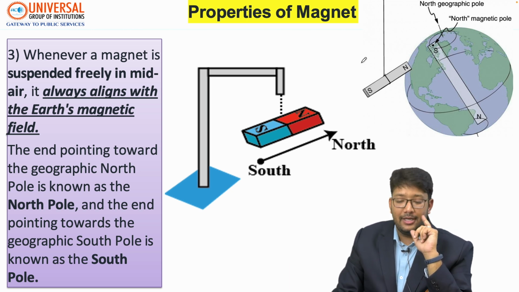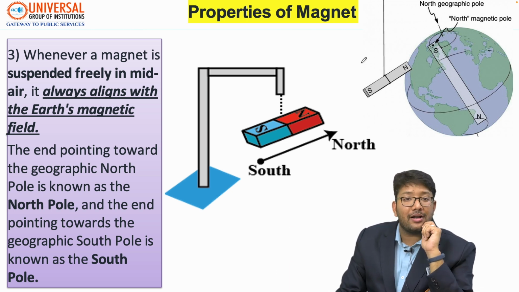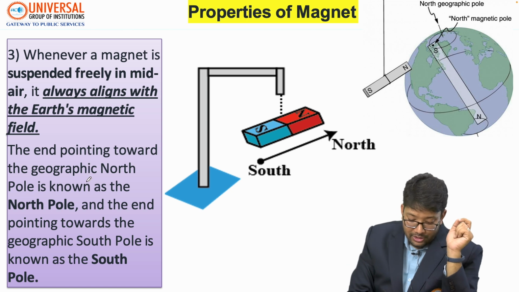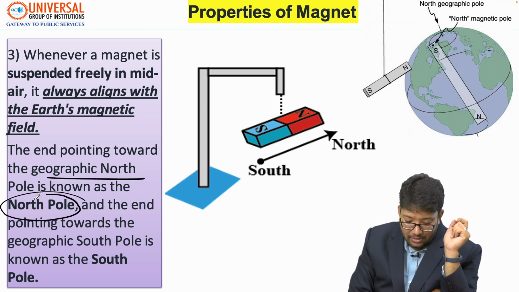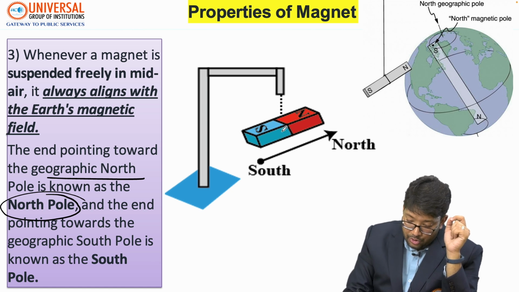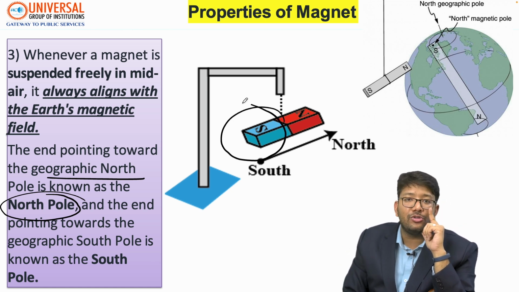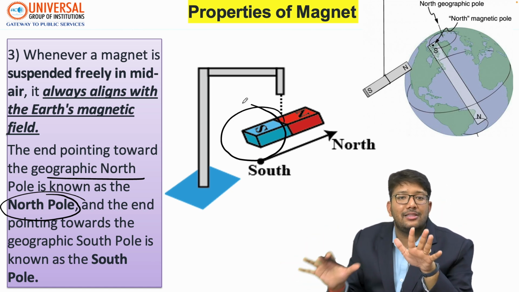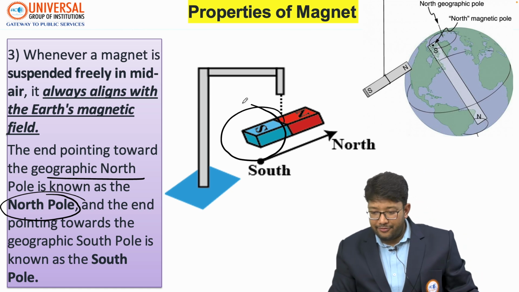Okay, remember that thing. The end pointing toward the geographic north pole is known as north pole, and the end pointing towards the geographic south pole is known as south pole. This is how we recognize the poles. Okay. Fine.